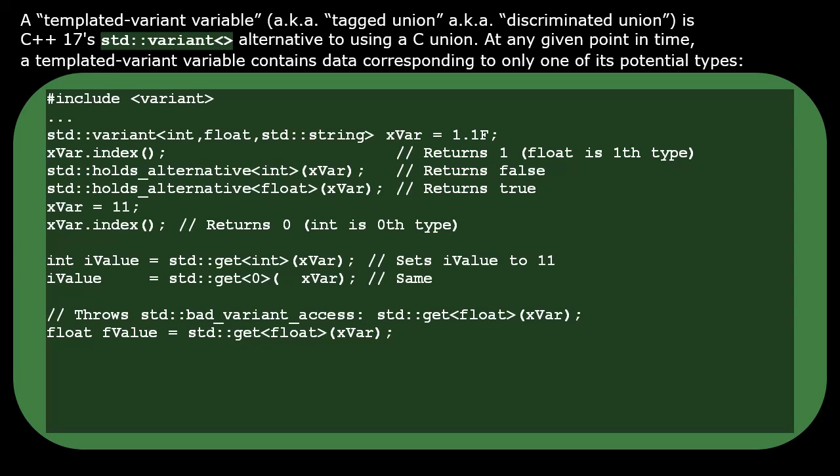If you're not sure about whether or not you're correctly guessing the templated variant variable's current type, then you could use getIf instead of get. This getIf will access the data indirectly as a returned pointer to the data. Or if you are guessing wrong about the data type, then this getIf will return a null pointer instead of throwing an exception.